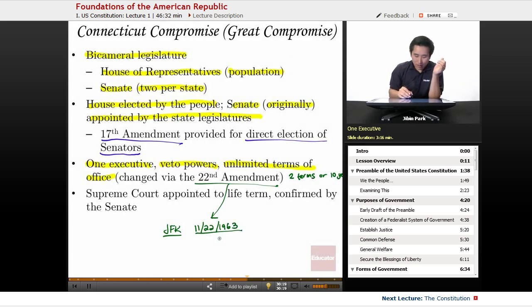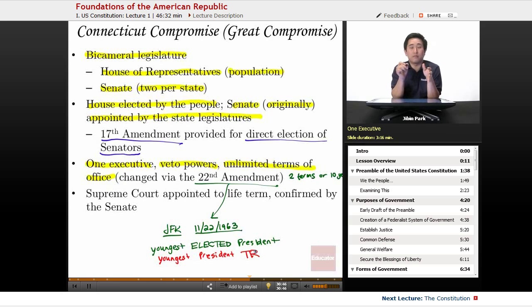But 1963. So Kennedy was our youngest elected president, not our youngest president, mind you. He was our youngest elected president. Now, a quiz question without looking online on Google. Who is our youngest ever president? And our youngest ever president was Theodore Roosevelt, because he actually took office upon the death of William McKinley.